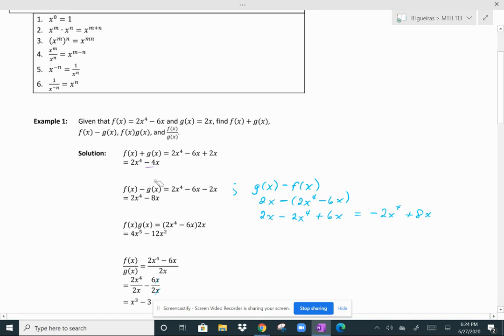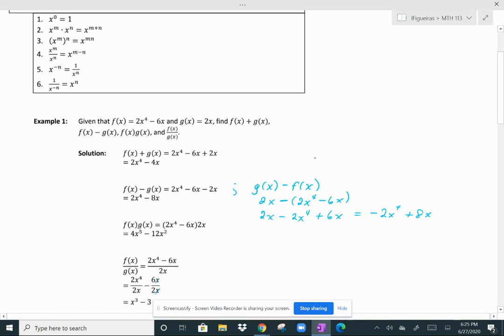When we're subtracting, it's the same idea. We have to combine like terms. So here the negative 6x and the minus 2x will combine to give you the minus 8x, and 2x to the 4th does not change. So your answer is just 2x to the 4th minus 8x.